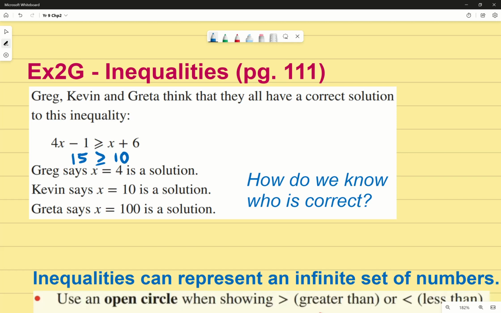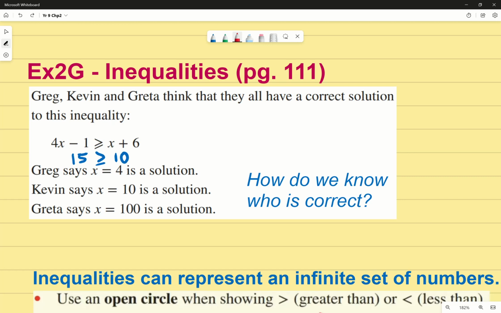What does the symbol right here represent? Of course, it's the same as we've done in previous years. The quote-unquote alligator eats the bigger part, so therefore it means it's greater than. The line on the bottom means or equal to. So it's saying 15 is greater than or equal to 10. Is that true? It's true. Therefore, that is a valid answer.